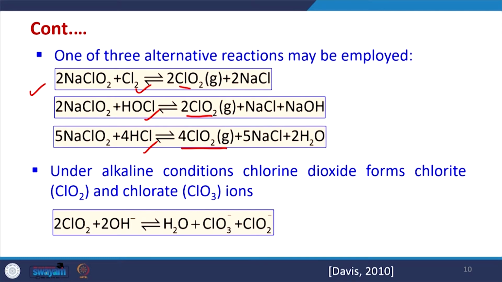So, under alkaline conditions, if alkaline conditions are prevailing in the reaction, the chlorine dioxide forms chlorite and chlorate ions as given here. So, we have chlorite and chlorate ions. Chlorate ions and chlorite ions both are formed depending upon the pH, under high alkaline condition when OH minus radical is available. So, this is possible and these may get formed.